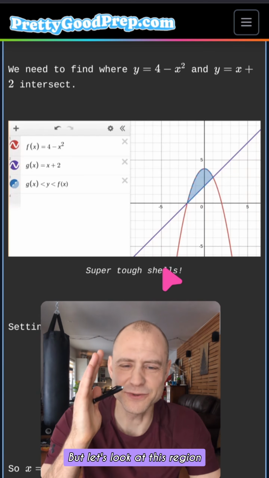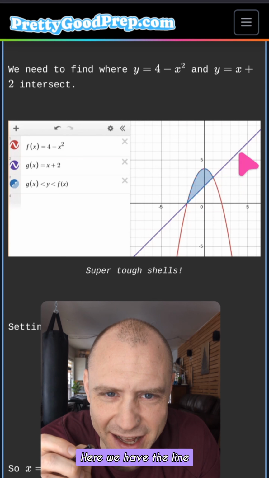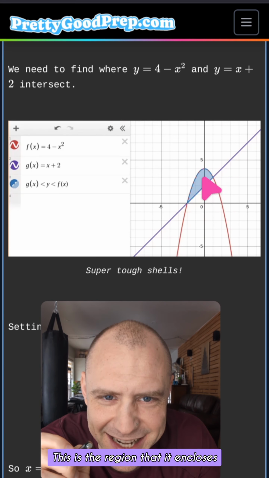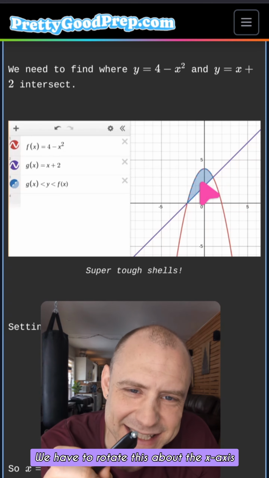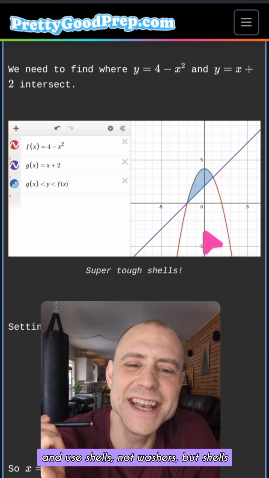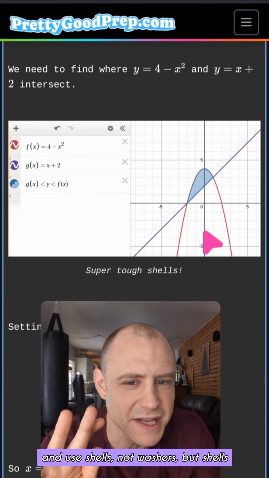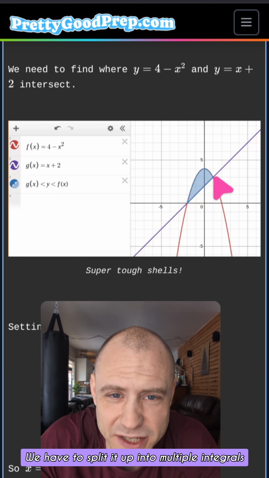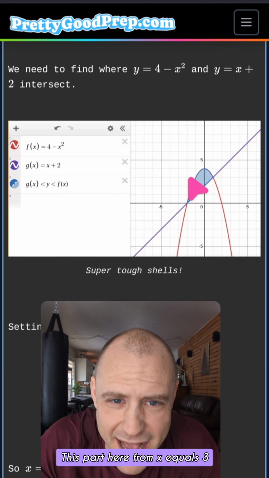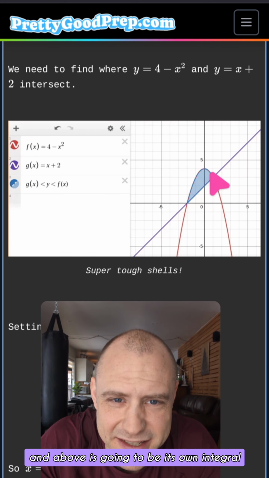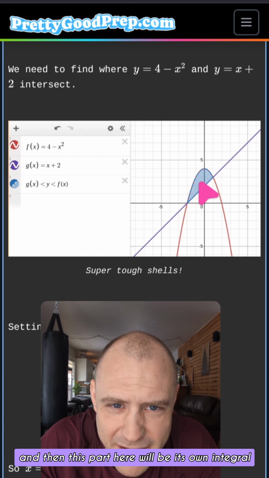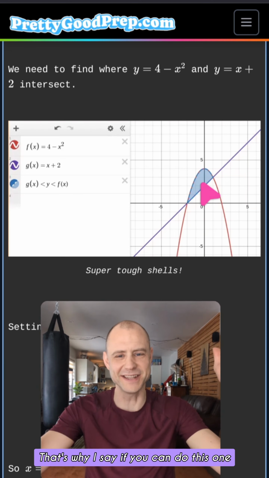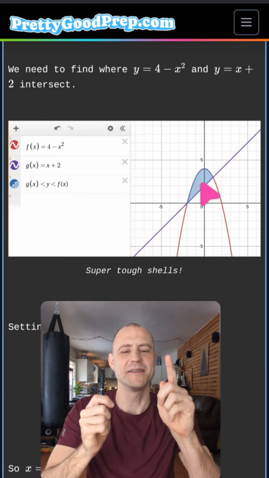But let's look at this region that we have here. Here we have the line. Here we have the parabola. This is the region that it encloses. We have to rotate this about the x-axis and use shells, not washers, but shells. Ouch! We have to split it up into multiple integrals. This part here from x equals 3 and above is going to be its own integral, and then this part here will be its own integral. We have to use shells for both. That's why I say if you can do this one, you're ready for your final, for this part, for this skill.